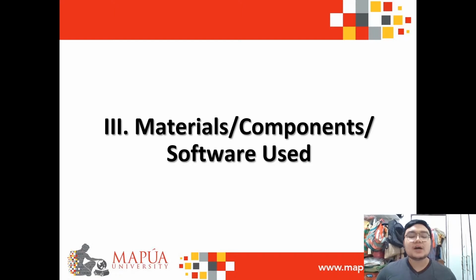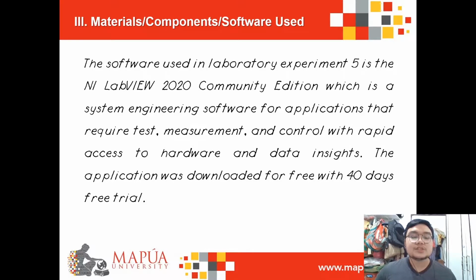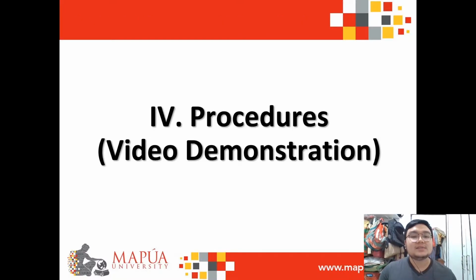The next part is the materials, components, and software used. The software used in laboratory experiment 5 is the NI-LabVIEW 2020 Community Edition, which is a system engineering software for applications that require test, measurement, and control with rapid access to hardware and data insights. The application was downloaded for free with a 40 days free trial. The next part is the procedures or the video demonstration of the actual experiment.